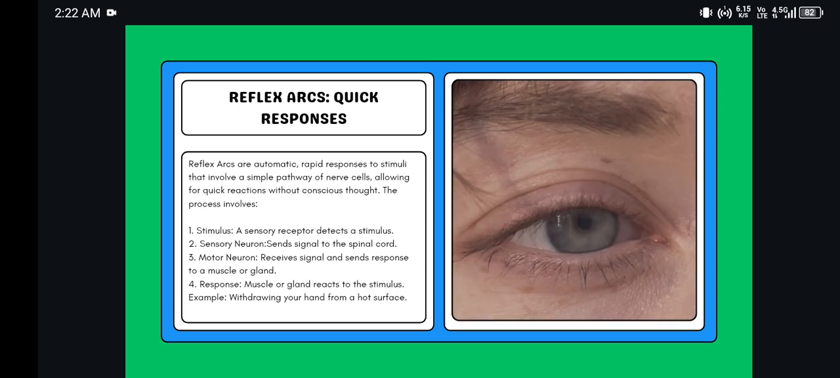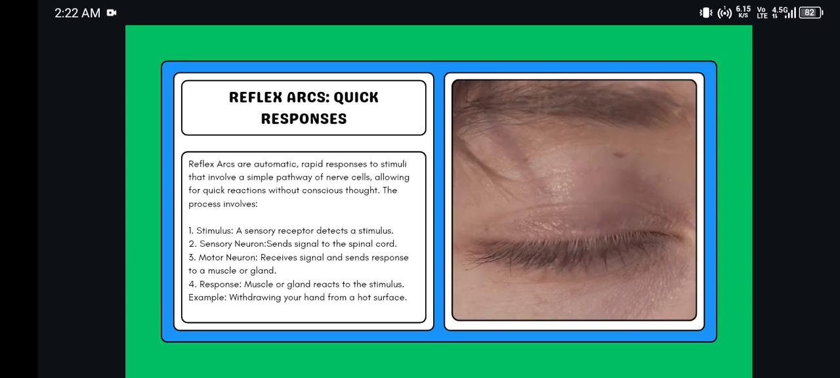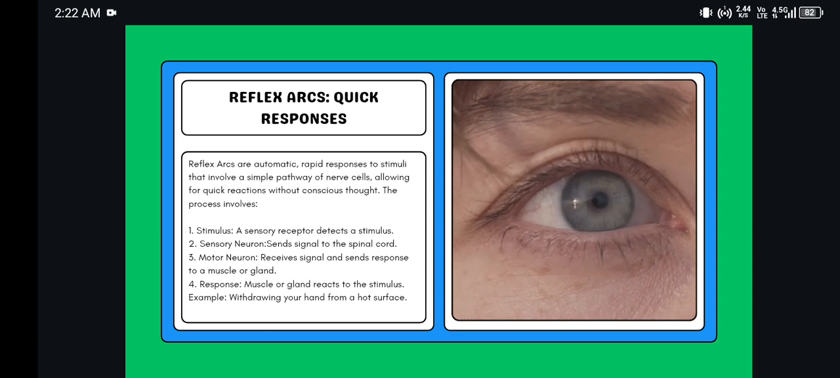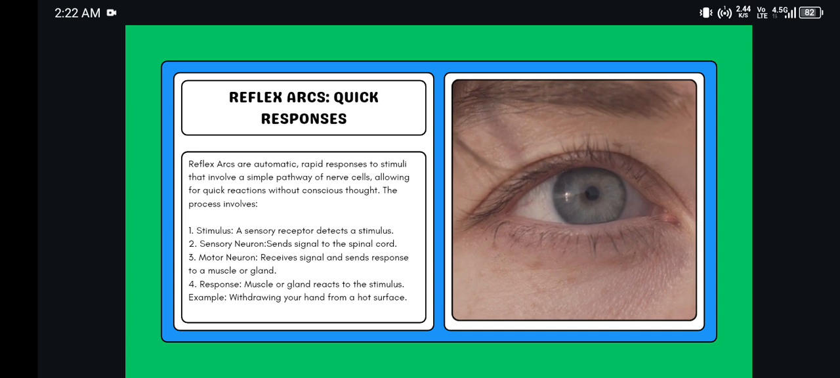Reflex arcs. Have you ever heard of reflex arcs? Well, in today's session, we'll look at it. Reflex arcs are automatic, rapid responses to stimuli that involve a simple pathway of nerve cells, allowing for quick reactions without conscious thought. This process involves a stimulus, a sensory receptor that detects the stimulus. Then it sends signals to the spinal cord. After this, the motor neuron receives signals and sends a response to a muscle or gland. The muscle or gland reacts to the stimulus. A good example of this is withdrawing your hand from a hot surface.